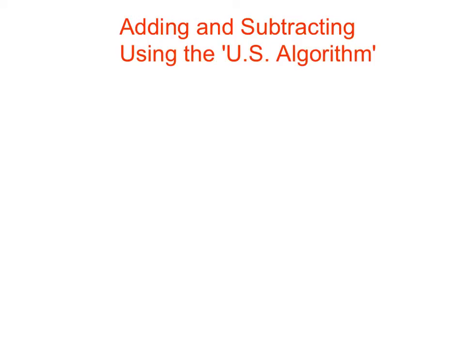Okay, so let's start with a subtraction problem. Can we do that? Yep. So let's say we do 352 minus 141. That sound good? Yep. Okay, so the U.S. algorithm is extended notation, expanding out those numbers fully.